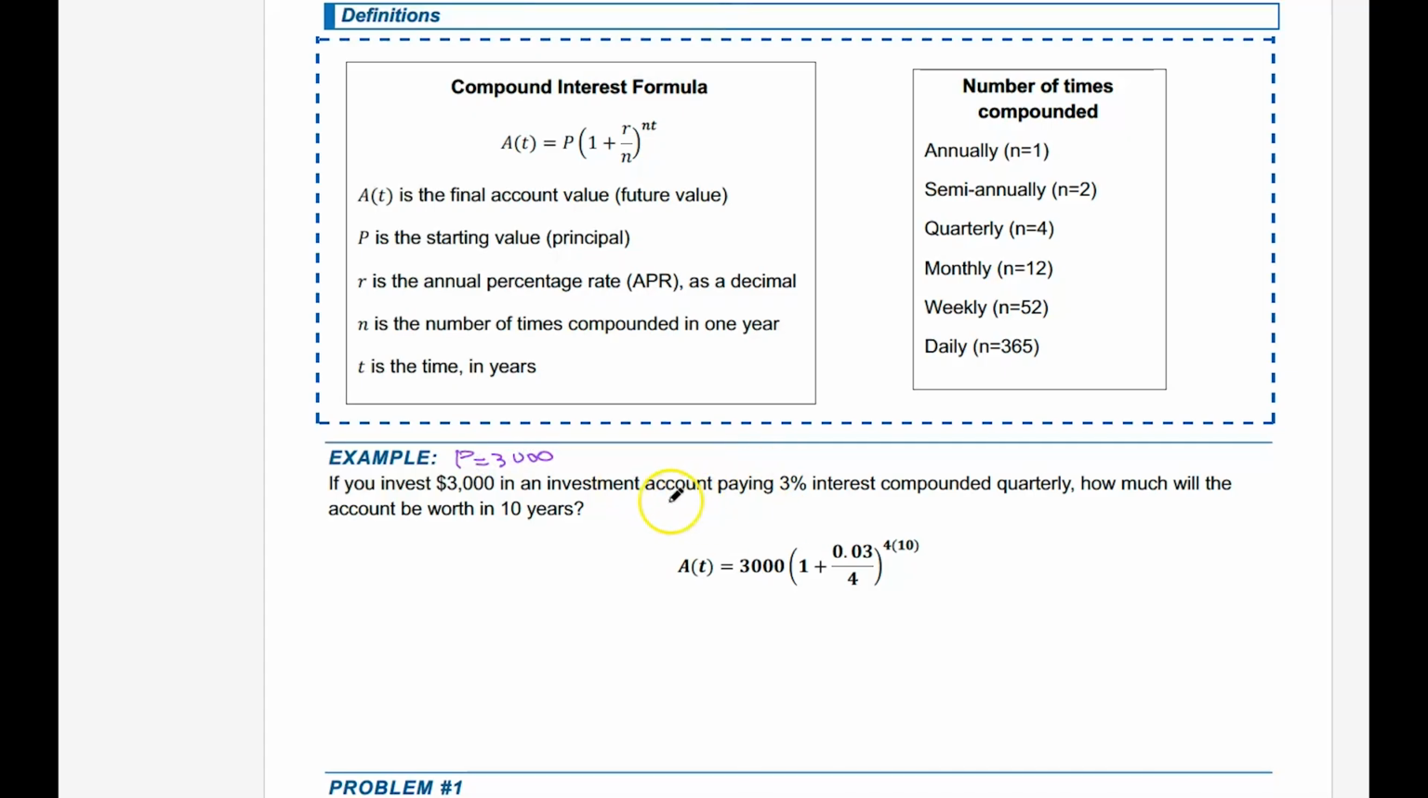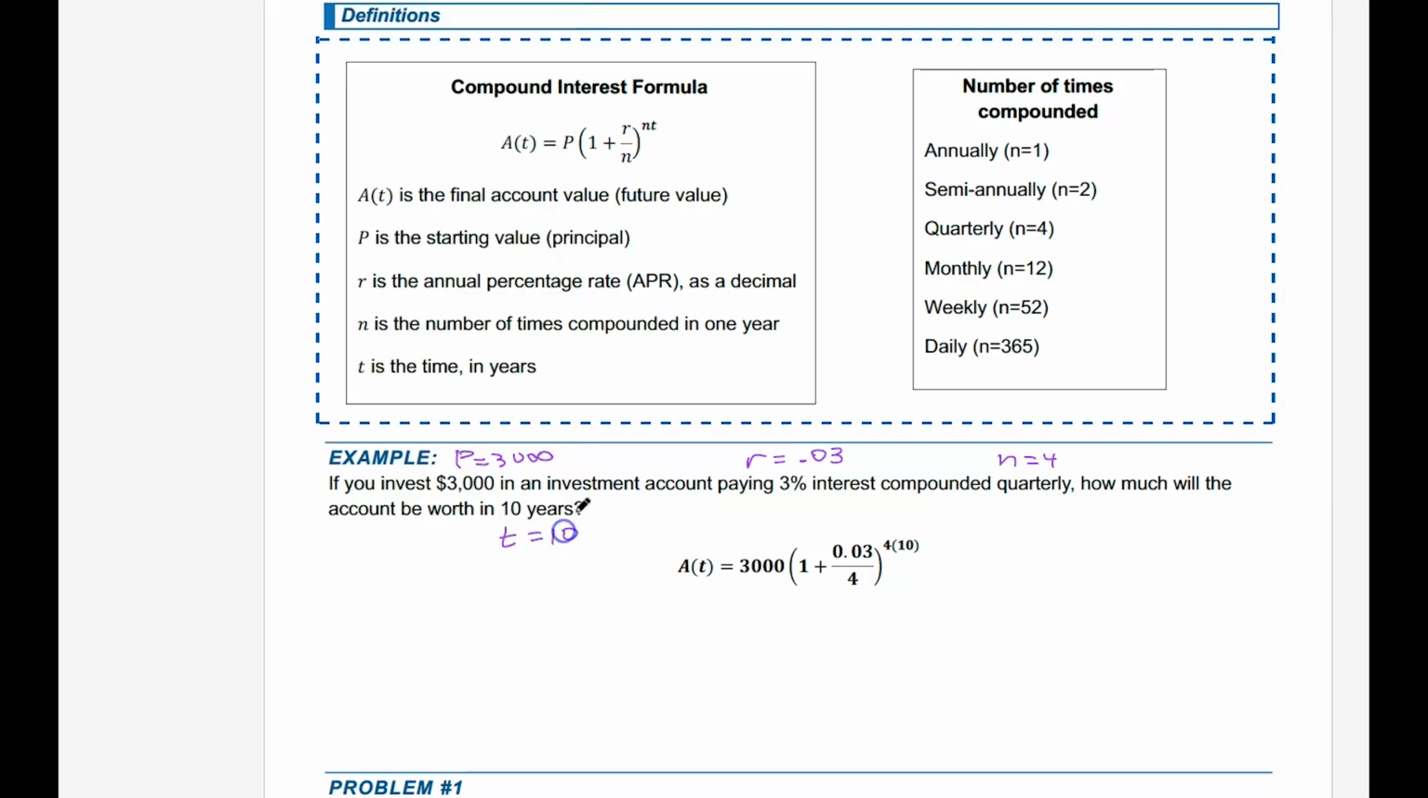Now the account that you're investing pays 3% interest. So we want to write that as a decimal. So we're going to write it as R equals 0.03. Now be careful to not write that as 0.3 because that would be 30%. Compounded quarterly, so we can see that quarterly is 4 times a year. So our N equals 4, and then the time is in 10 years.